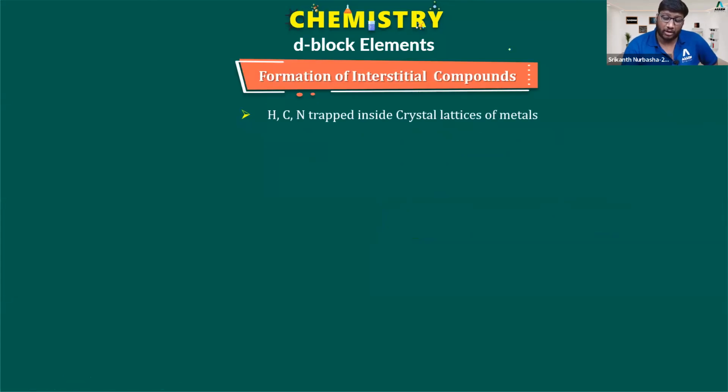Formation of interstitial compounds. After this magnetic nature and atomic radii, the d-block elements also have a tendency to form interstitial compounds. Can anyone say what are interstitial compounds?